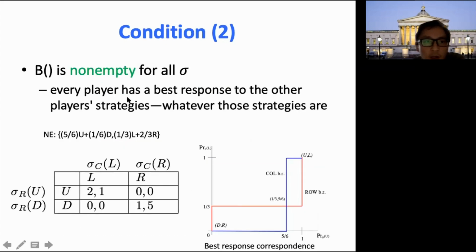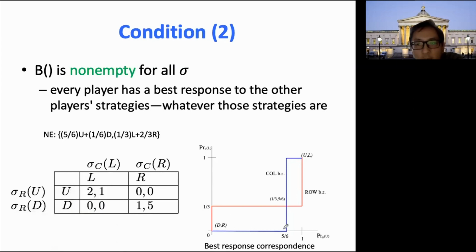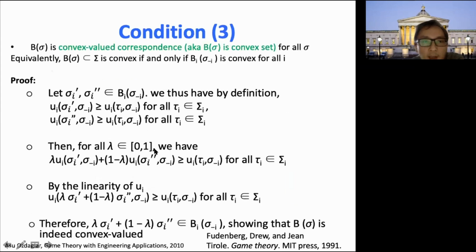And condition 2 is that the best response mapping is non-empty, but it's quite clear from this illustration that you can always have a value, looking at the best response. So this is the non-empty, and the last bit is convex. What do I mean by a convex valued correspondence? This basically means that for any sigma, the output set is a convex set.